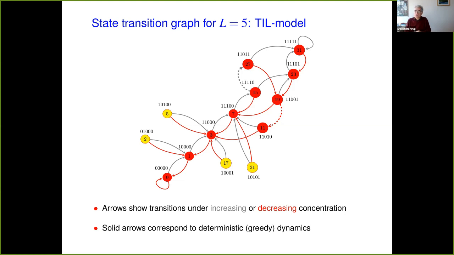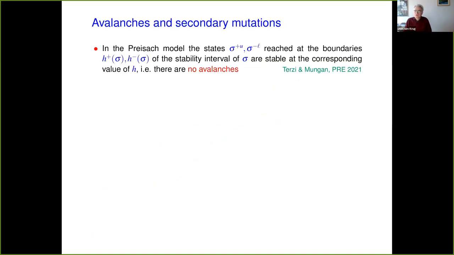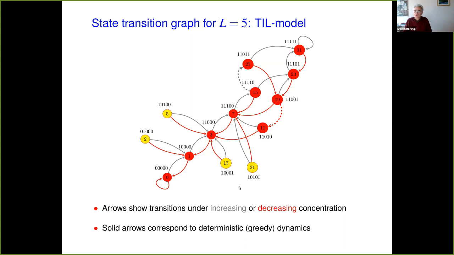And one possibility is that in each step you have to go uphill in fitness, and so you go to the largest fitness of all your available neighbors, which is typically called a greedy dynamics, right?